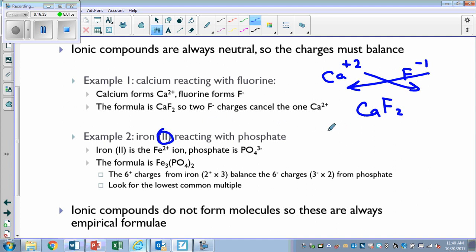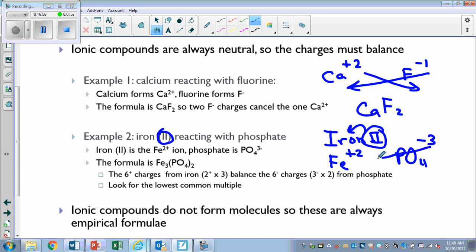So let's talk about iron(II) phosphate. The Roman numeral II is telling you that the oxidation number of iron is plus 2. And phosphate, we have to memorize, is minus 3. So 3 goes to iron, 2 goes to phosphate. So it is Fe3(PO4)2. This is how we write the ionic compounds.